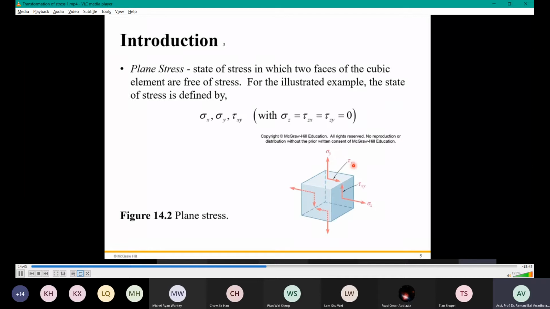Plane stress. This is all for your understanding. For this chapter and the next chapter, I don't ask objective questions, but try to understand the meaning. Plane stress is a state of stress in which two faces of the cubic element are free of stress. For the illustrated example, the state of stress is defined as this, because it's subjected to axial loading. Right. Where is it? Plane stress.